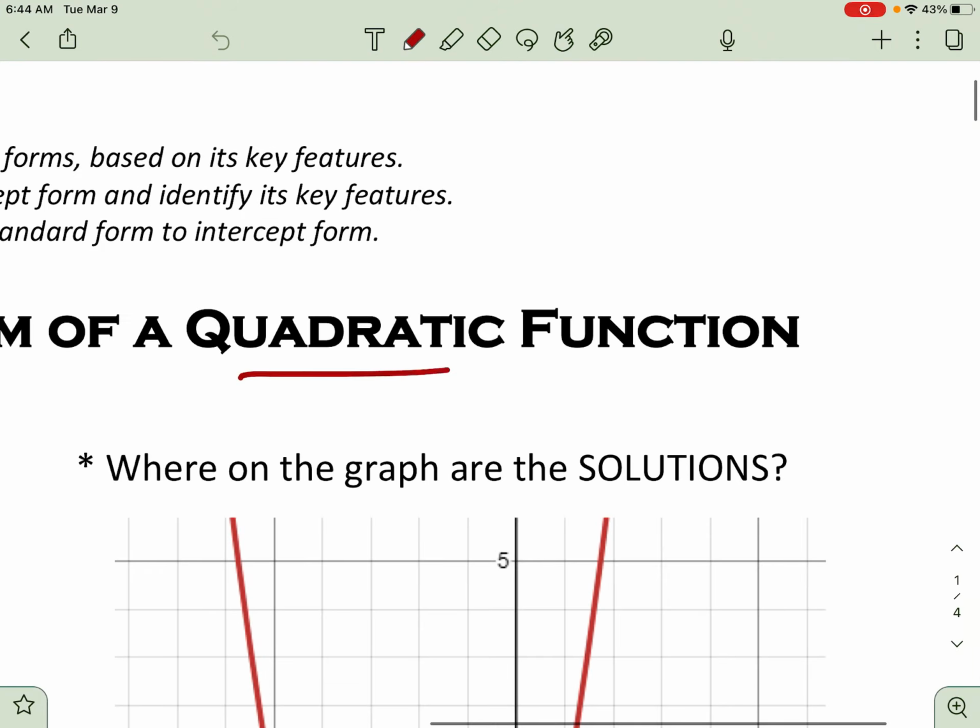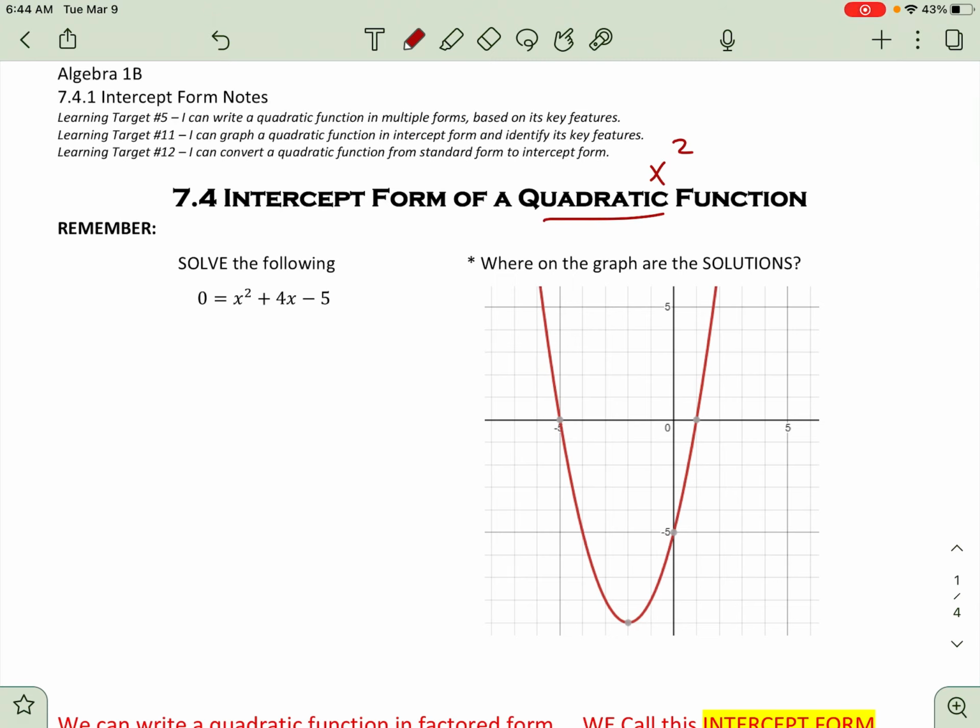All right. So if we take a look, you can see in this graph below, it says where on the graph are the solutions? Well, the solutions to this graph are at (1, 0) and (-5, 0). Okay, so that's the solutions to that graph. Well, that graph happens to also be represented by this quadratic function. Now, from here, this is the standard form.